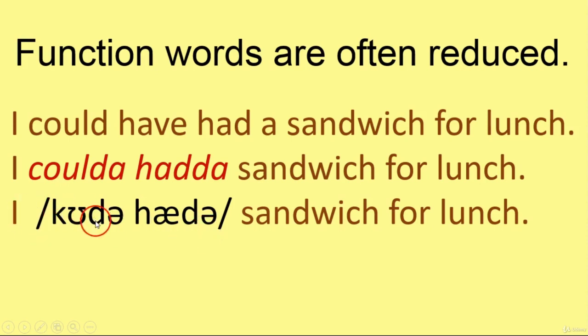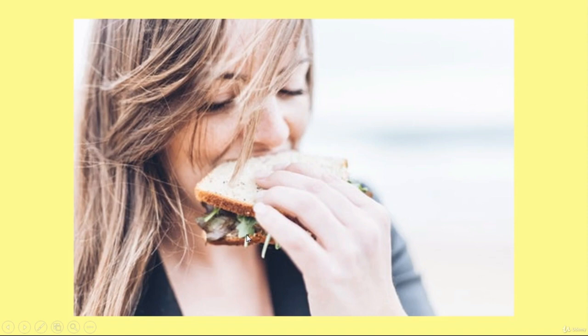And when we say this sentence, we tend to say these words faster. The function words are said shorter and faster than the content words. I coulda had a sandwich for lunch. I coulda had a sandwich for lunch.